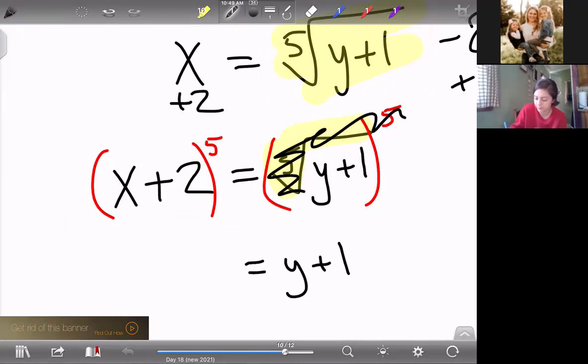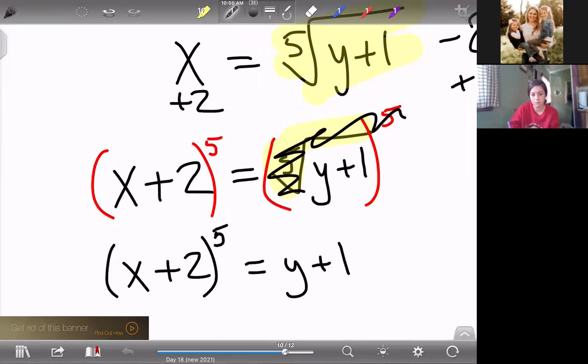On the left-hand side, technically that's x plus 2 multiplied by itself 5 times. I will never make you actually multiply those together. So we're going to leave it as x plus 2, all in parentheses, to the 5th power. Again, that's really x plus 2 times x plus 2 times x plus 2 times x plus 2 times x plus 2, but we're not going to do all of that work.